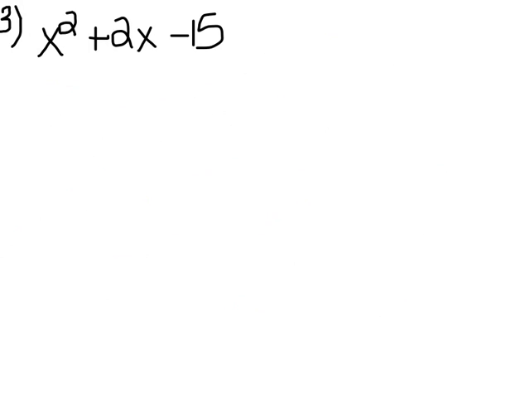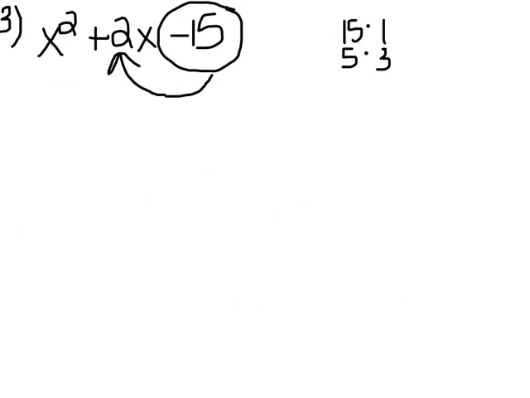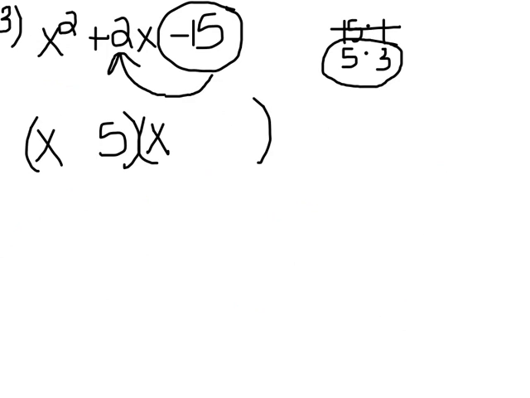In example 3, we'll be looking at the factors of 15. But we'll be looking at the factors of 15 that when we subtract, we get 2x. So 15 is 15 times 1, or 3 times 5. We're subtracting our factors to get 2. So 15 minus 1 is 14. 5 minus 3 is 2. So these are the factors that we want. We want a 5 and a 3. So in our parentheses, we'll put x and 5, x and 3.